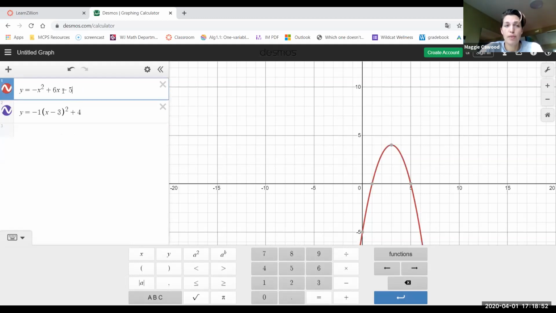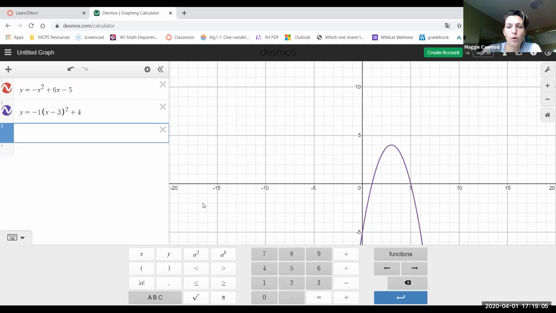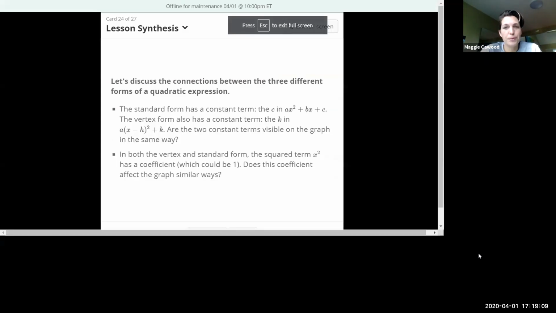Standard form is when we can find our y-intercept super easy, but vertex form, kind of the hint in the name, vertex form, gives us our vertex super easy, but it doesn't show us the y-intercept there. Okay. All right, let's go back. I think we are almost done.